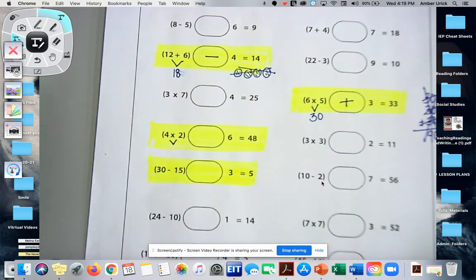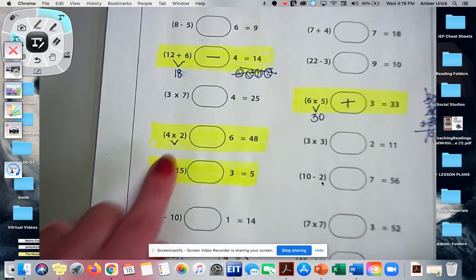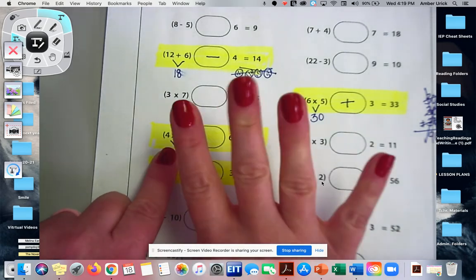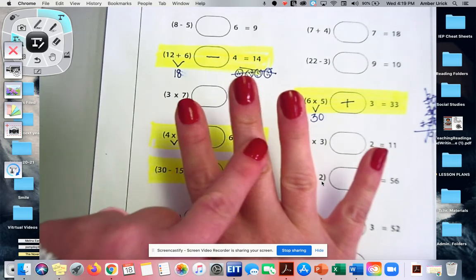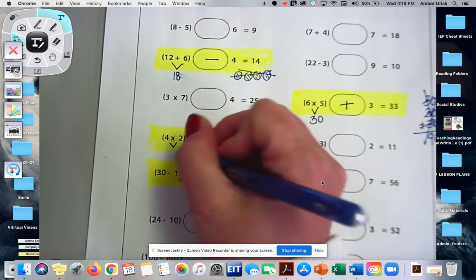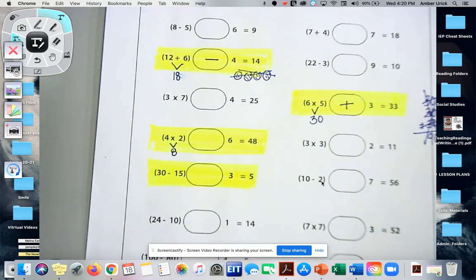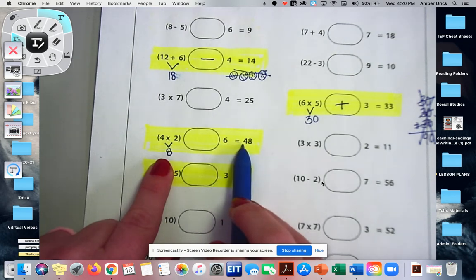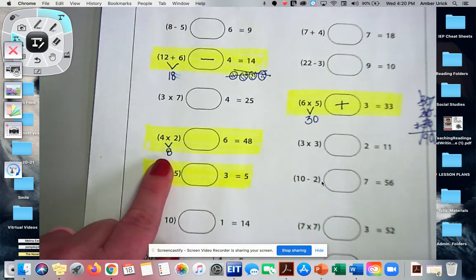You ready? 4 times 2. If you don't know 4 times 2, could I count by 2s 4 times? Ready? 2, 4, 6, and 8. 4 times 2 is 8. So 8 blank 6 is 48.